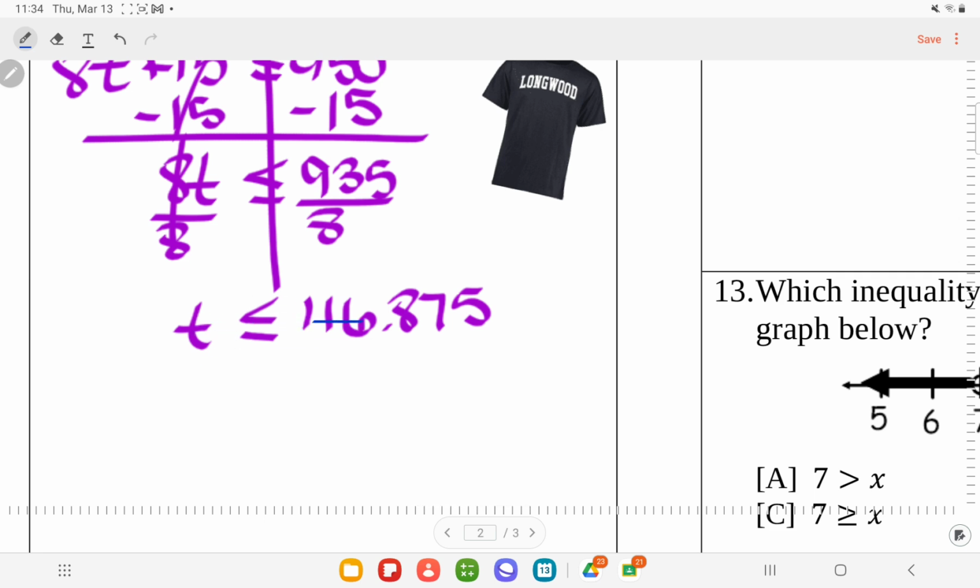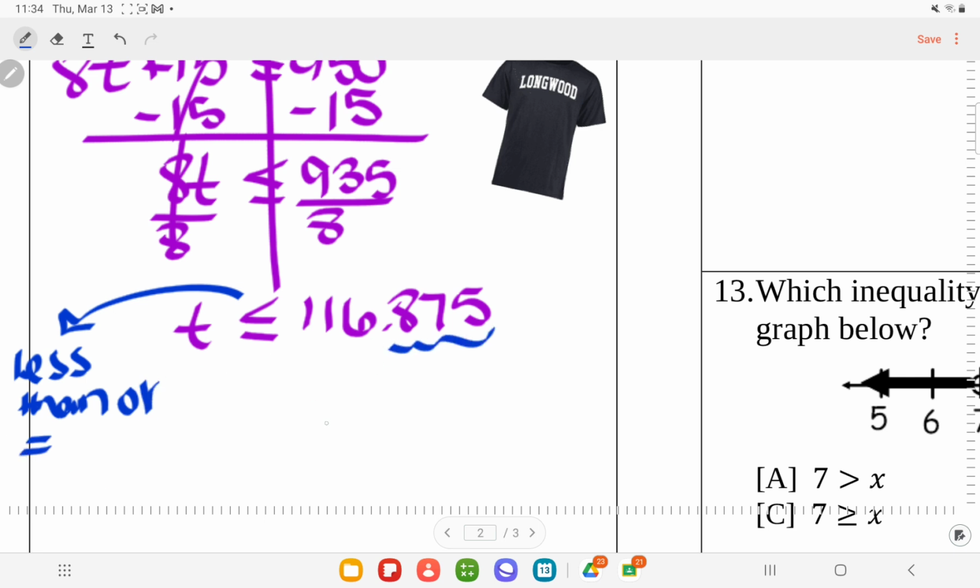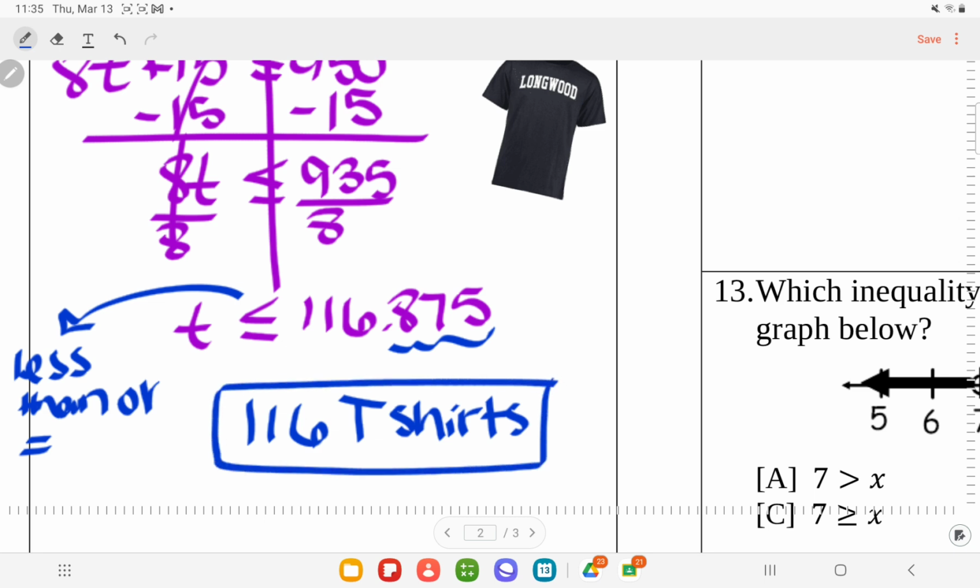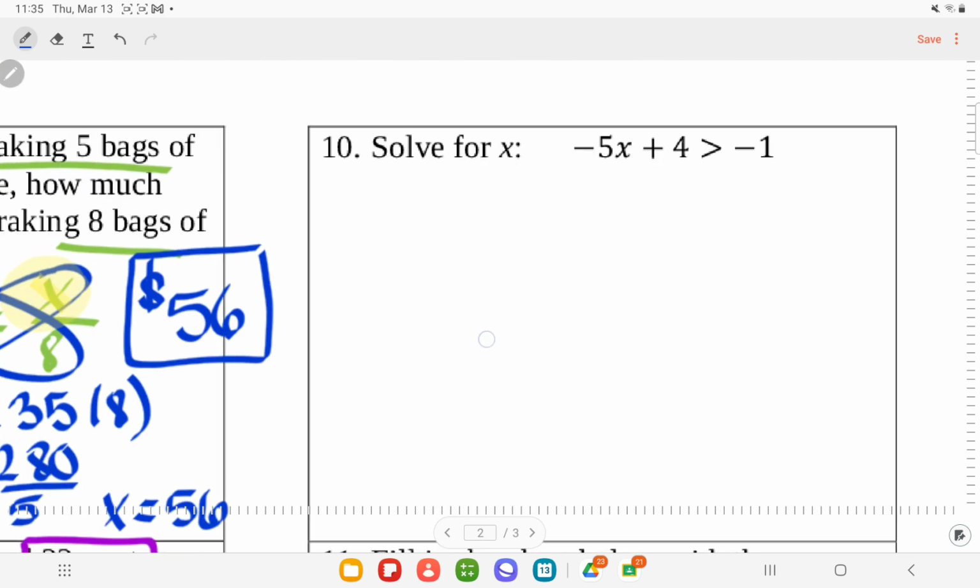T is less than or equal to. So the way that this symbol reads is what decides. We can get less than 116 point this stuff, so we can only get 116 t-shirts. If the symbol was backwards, we were to go up, we would say 117, but because it is less than or equal to, we're picking 116.